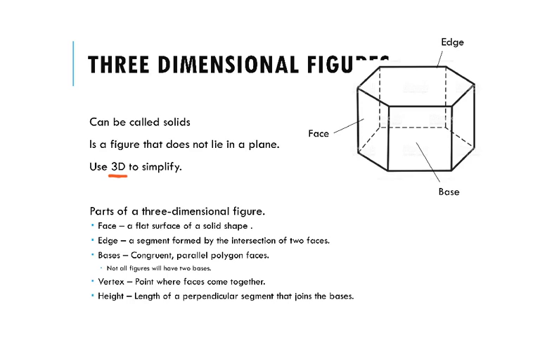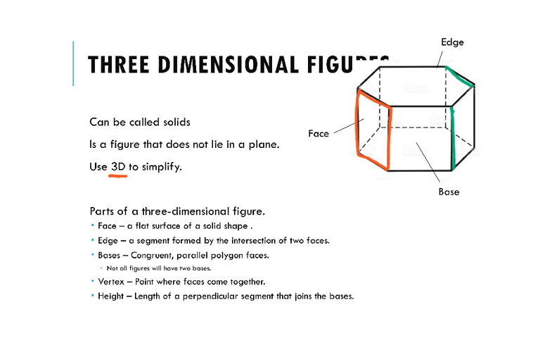Now, there are a few different parts of a three-dimensional figure. A face is a flat surface of the shape. In this case, this rectangle right here would be considered a face. You should label the figure in your notes too. Now you have edges. Edges are segments formed by the intersection of two faces. So these solid dark lines here are the edges, even the one down the side.